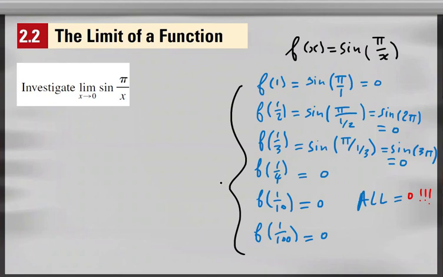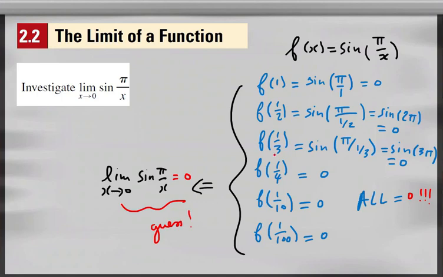So on the basis of this information, we might be tempted to guess that the limit as x approaches 0 of sine pi divided by x is equal to 0. This is our best guess based on these values. But this time the guess is wrong.